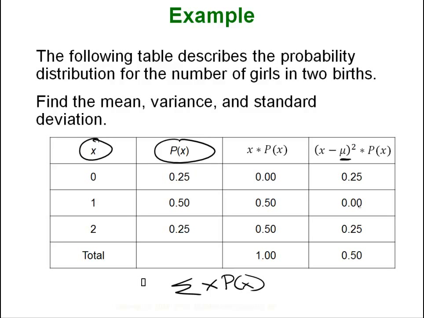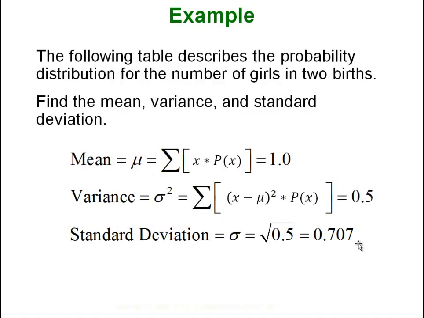So there we have it. This is the mean, right? This is the variance. And so to find the standard deviation, we have to take the square root of it, and we get a standard deviation of that 0.7 that we saw on the previous slide.